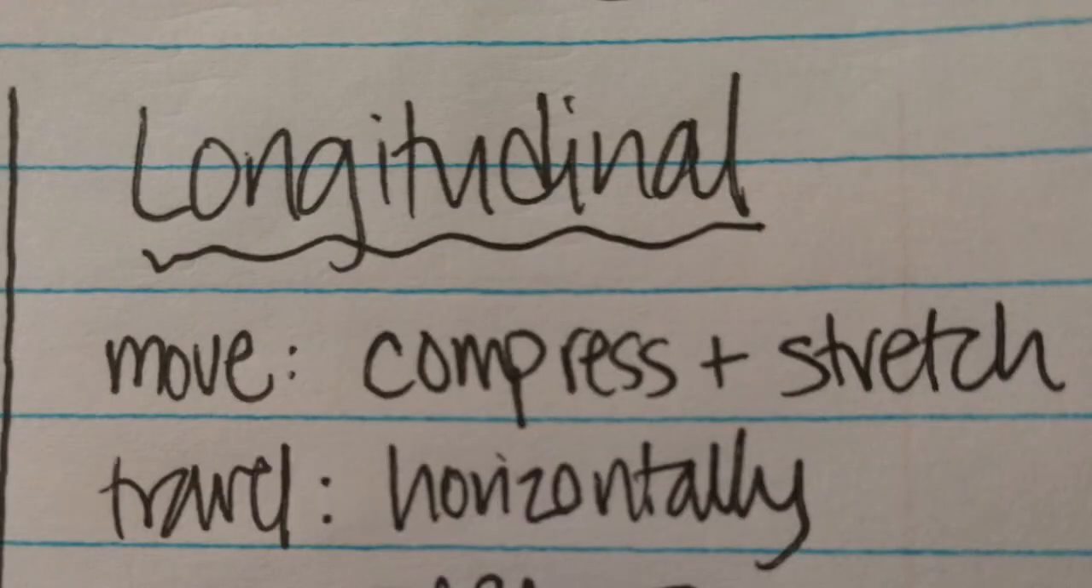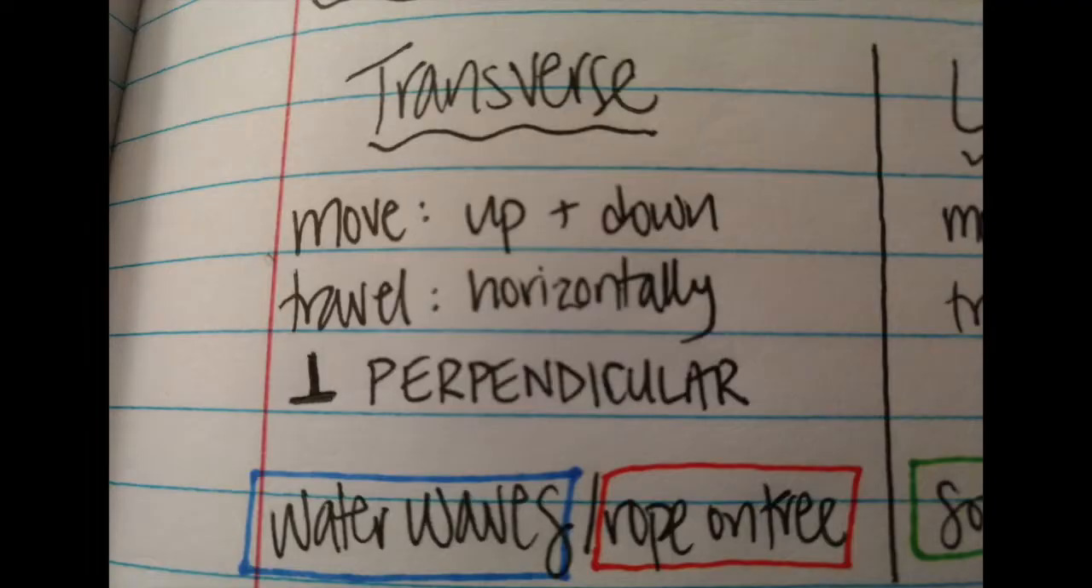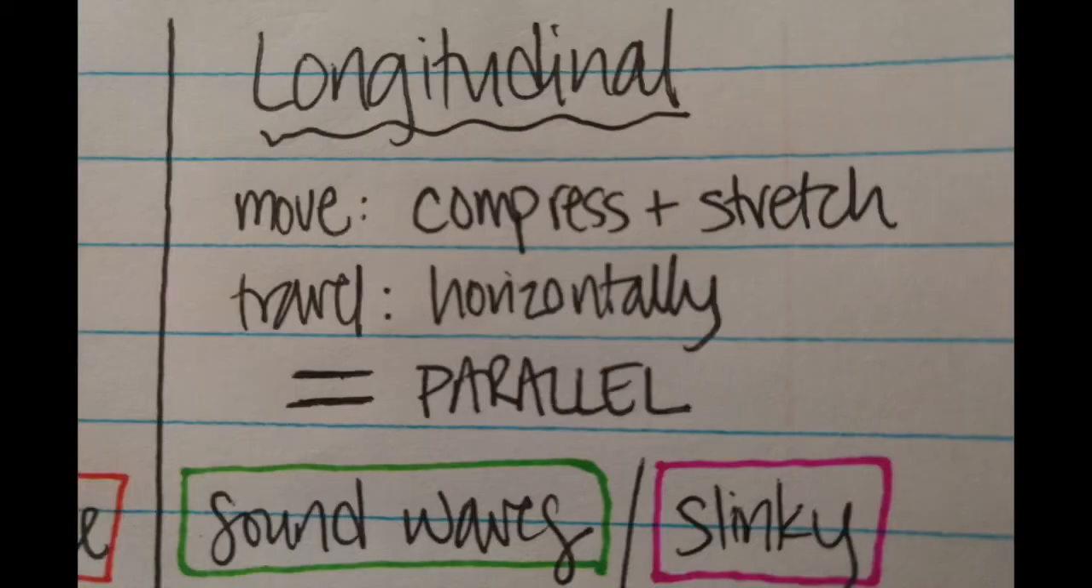They're still traveling horizontally, but instead of moving up and down, it's almost like they're compressing and stretching left to right. And really, we could say those transverse waves are traveling perpendicularly to the direction of oscillation, to the direction of that back and forth. And your longitudinal waves are traveling parallel to the direction of that oscillation, of that back and forth.